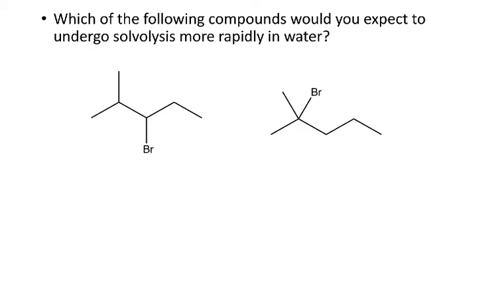In the case of the first molecule, it will form that carbocation, whereas in the case of the second molecule, it will form that carbocation. And so because the tertiary carbocation is more stable than the secondary carbocation, we would expect this compound to undergo solvolysis faster.